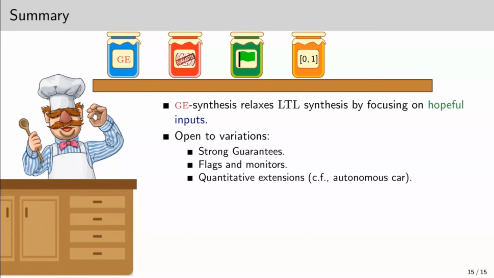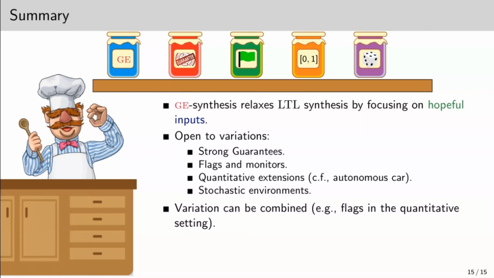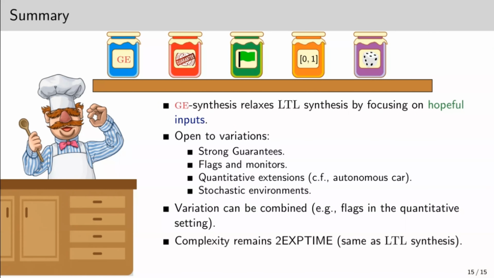The setting has several extensions to the quantitative domain, which are particularly useful for autonomous systems, as well as to the stochastic setting. Moreover, these extensions can be combined, as the jars here suggest. For example, we can add flags to the quantitative setting. The complexity of the problems when solved carefully is 2EXPTIME, matching that of LTL. And finally, we have the benefit of several Safraless algorithms.